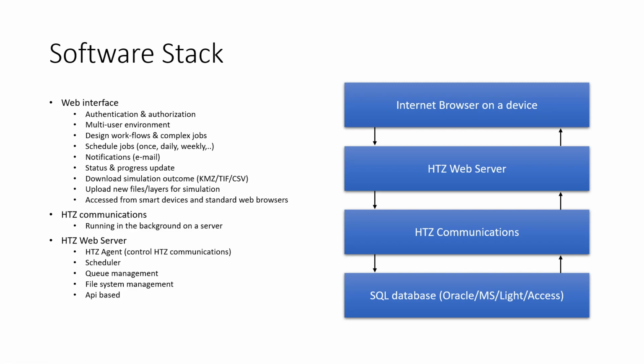The output could be a KMZ, for example, or a TIFF or a CSV file, depending on the analysis you're doing. You can get status or progress updates. You can see where we are, who's in the queue, what users are accessing the server, and so on. You can download the simulations in KMZ, TIFF, and CSV format. You can upload new files.